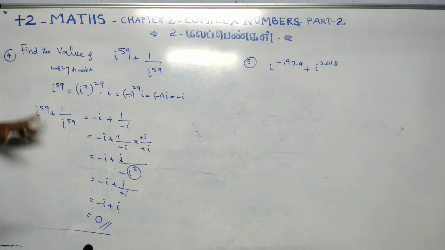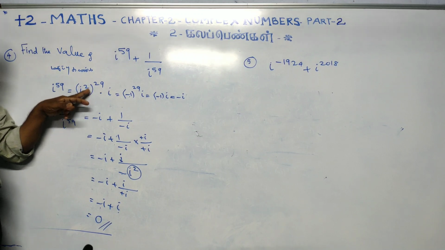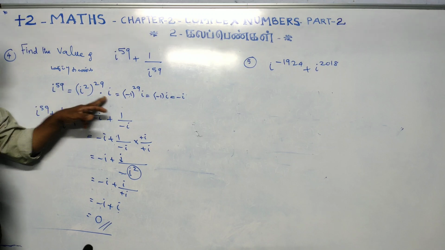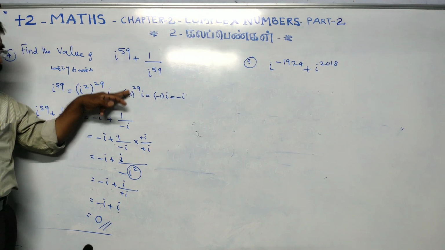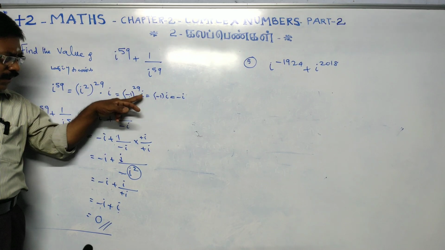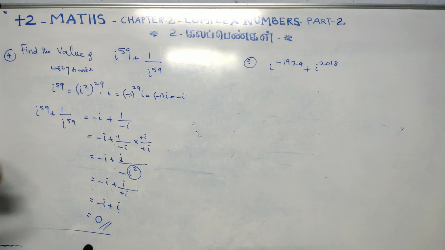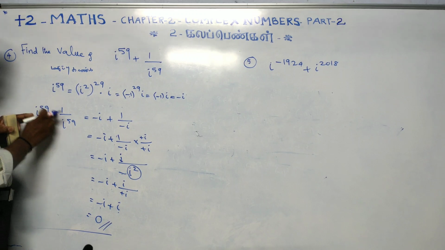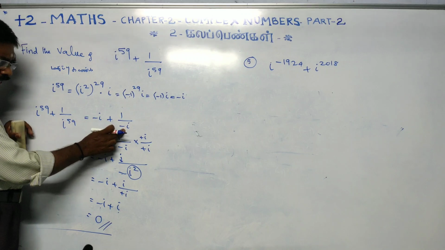Clear? i power 59, we can write i square power 29. 2 into 29, 58 into i. This value is minus 1 power 29. Minus 1 power 29 is minus 1 into i, that is minus i. 1 by i power 59 means 1 by minus i.